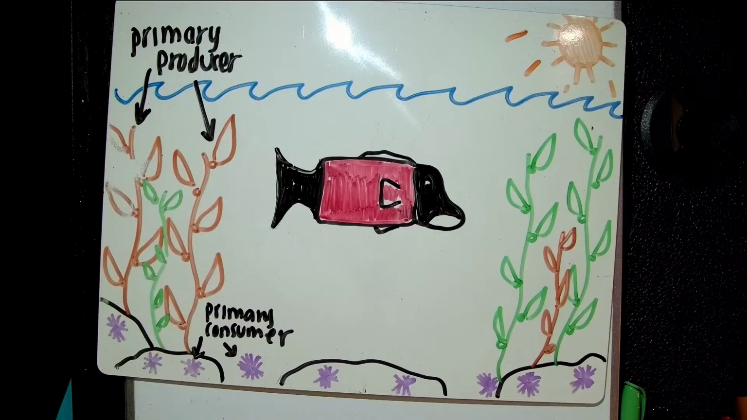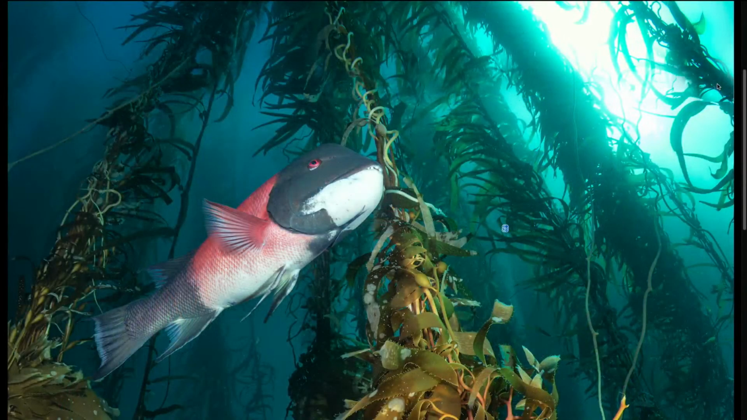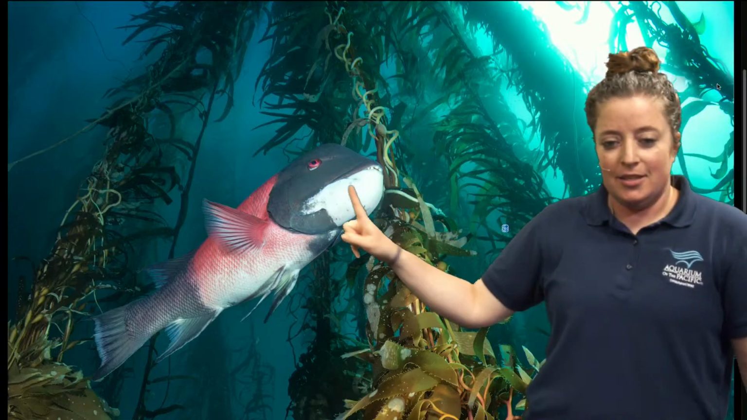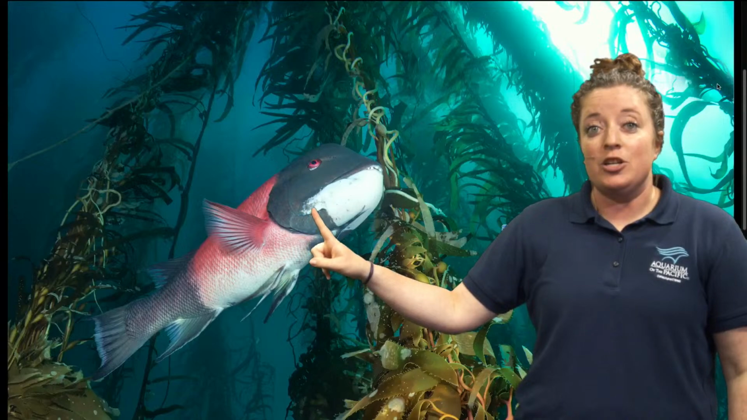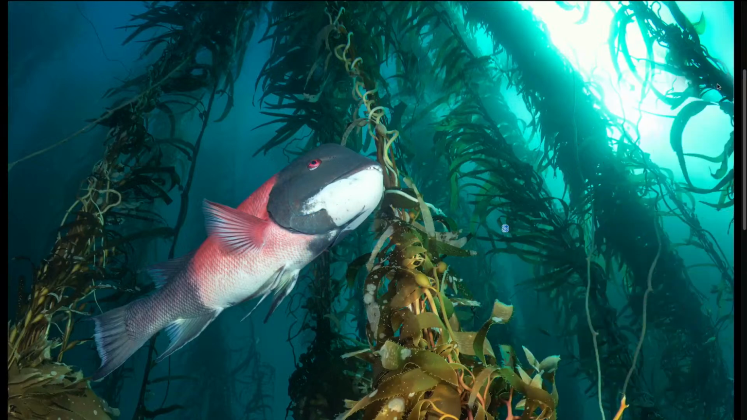So this is a California sheephead out in the open ocean. And if you take a look really close, you can see these big old teeth. Now, most fish have really tiny teeth and they don't really use their teeth to feed, but California sheephead definitely uses their teeth. They use them to pluck the sea urchins off of rocks, to pull them off, and then to feed on them. All right, so then I'm going to label my California sheephead as my secondary consumer.